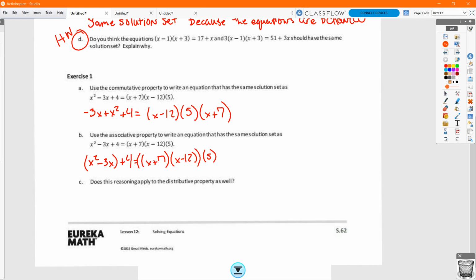Does this reasoning apply to the distributive property as well? Yes, it does. I can use the distributive property to multiply out x minus 12 times 5 and change the value of the problem. I could leave it as x squared minus 3x plus 4 equals, and then I take 5 and multiply it by x plus 7. So now I get 5x plus 35, close parentheses, times x minus 12. That is still equivalent because all I've done is distribute the 5 to the x plus 7. So the distributive property in this reasoning can still apply to this type of problem. Nothing has changed there.